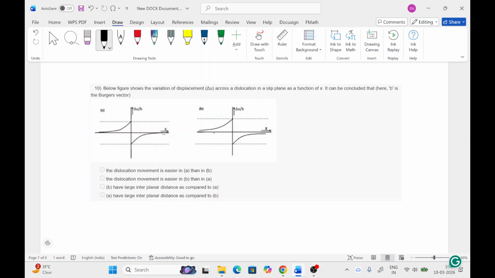But in the second, yeah, we can see displacement is limited or constrained, we can also say. But for the B option, the displacement we can see up to an extended distance from the dislocation core. So displacement is dispersed.